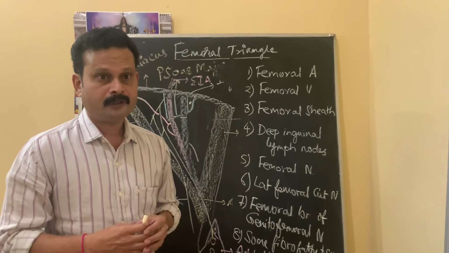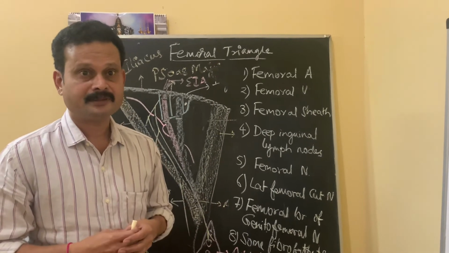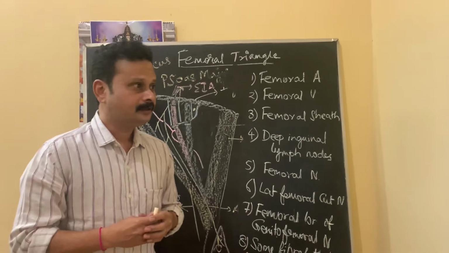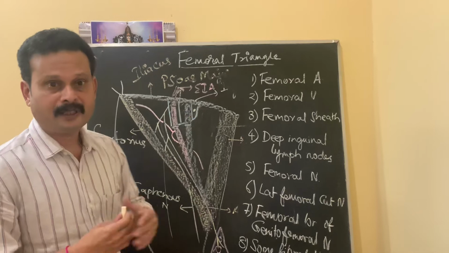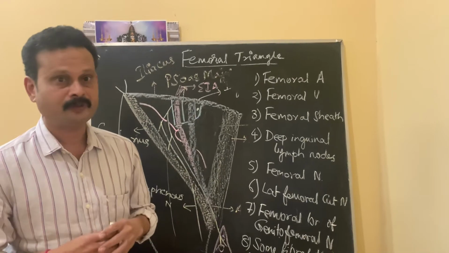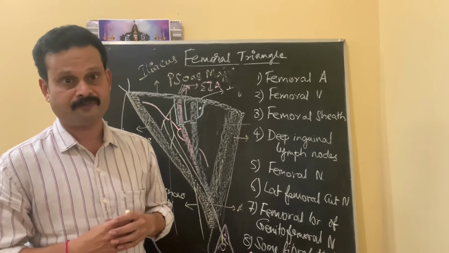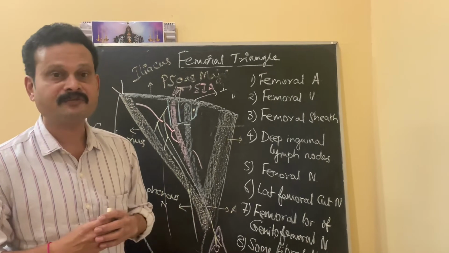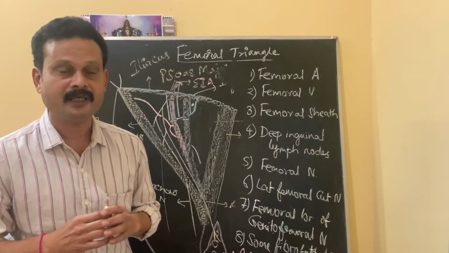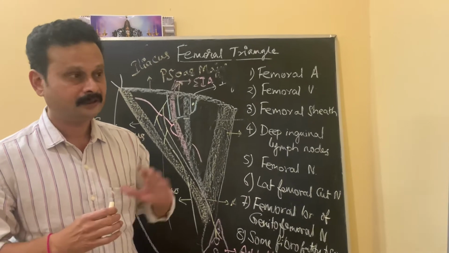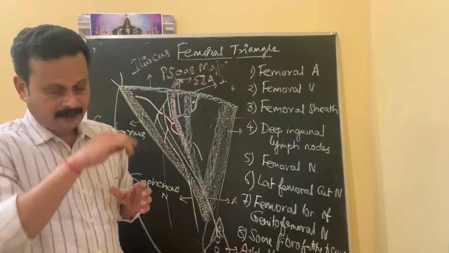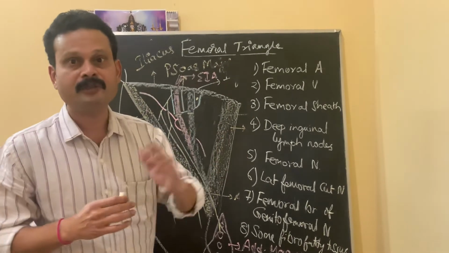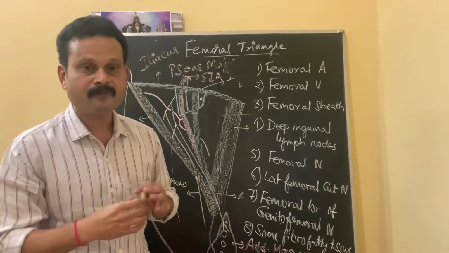Before talking about the description of the contents of the femoral sheath, I would like to say the roof of the femoral triangle is formed by the skin, superficial fascia and the deep fascia. And the deep fascia of the thigh is called fascia lata, fascia L-A-T-A, fascia lata. This forms the roof.